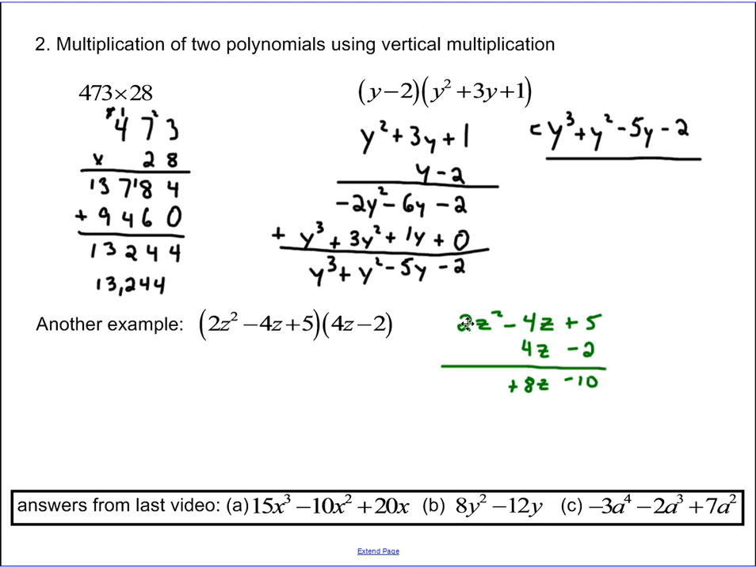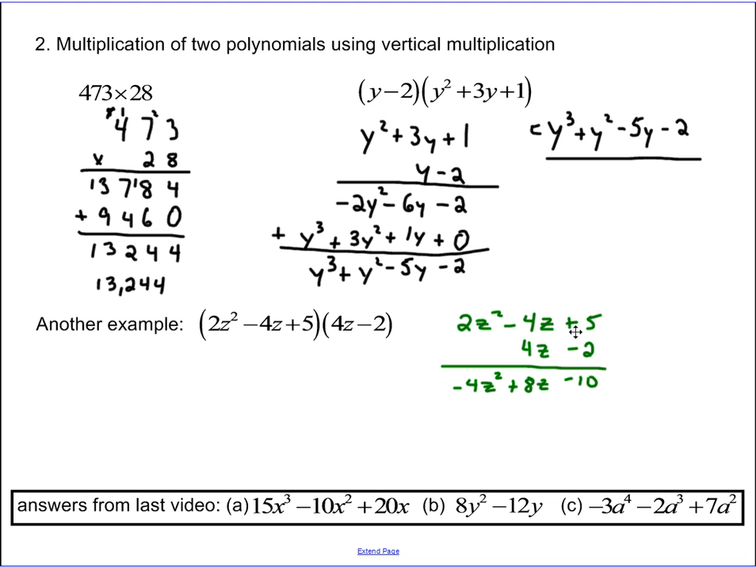Then we're going to take 2z squared times negative 2, and that's going to give us negative 4z squared. Make sure that the negative sign comes along for the ride here. We're going to keep a 0 down here. I'm not even going to fill this one in this time. Let's just carry it out.